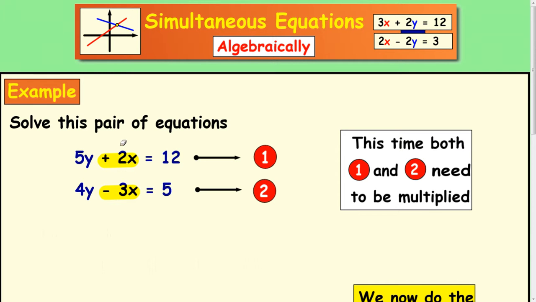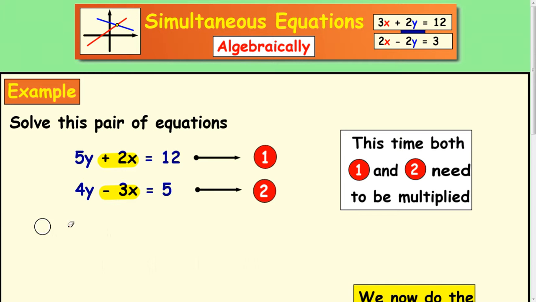Now the easiest thing to do is find the lowest common multiple of 2 and 3, which is 6. So we try and get the top 2x into a 6x, and we try and get the bottom 3x into a 6x. Now to make the top 2x into a 6, you need to multiply by 3, but you need to multiply everything by 3, so the 5y times 3, the 2x times 3, and the 12 times 3, so that the equal still works. If you multiply both sides by 3, then you can still say that that side equals that side.